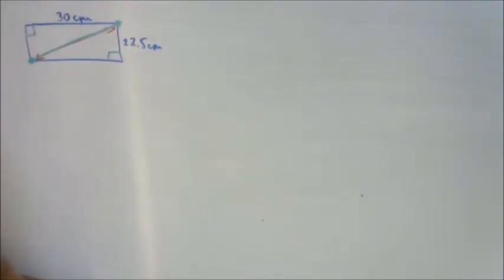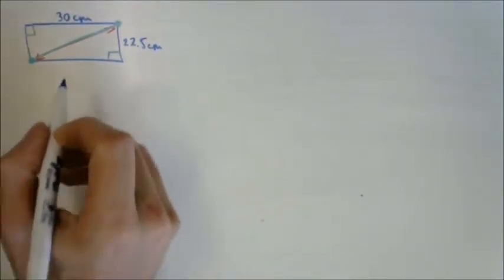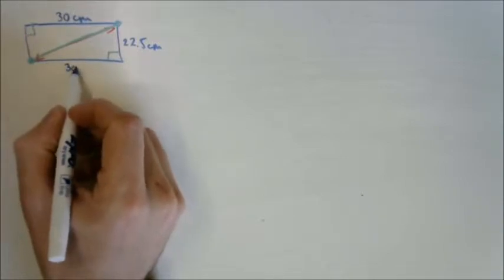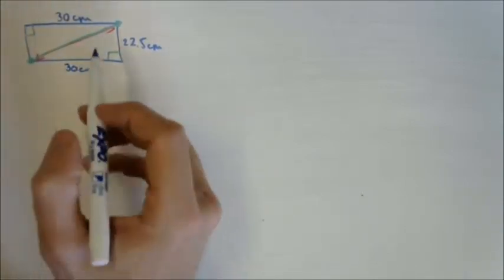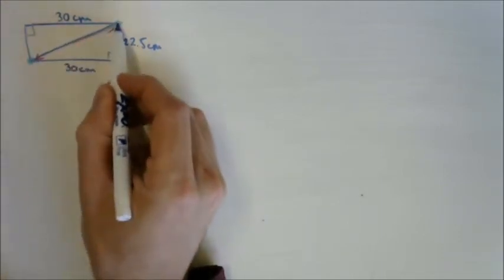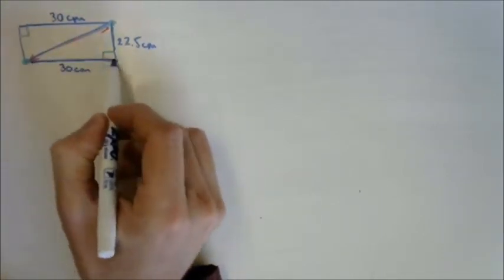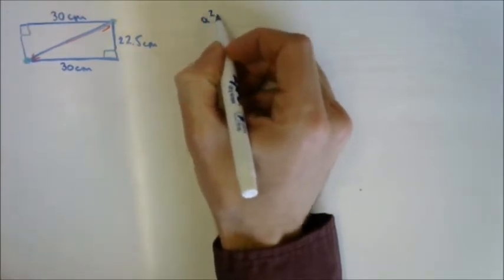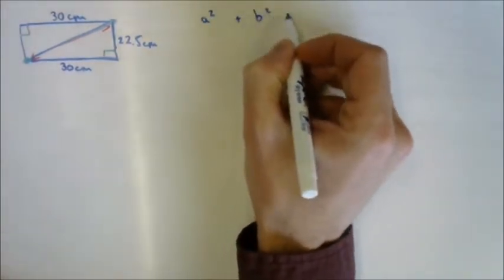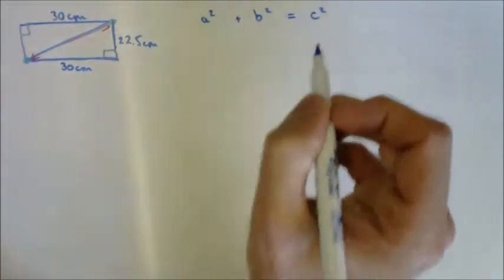It makes no difference. Because the computer screen is a perfect rectangle, I know that this side is also 30 centimeters. And over here, this side is 22.5 centimeters. So why don't we focus on this triangle down at the bottom. And we've got our Pythagorean theorem, which is a squared plus b squared equals c squared.